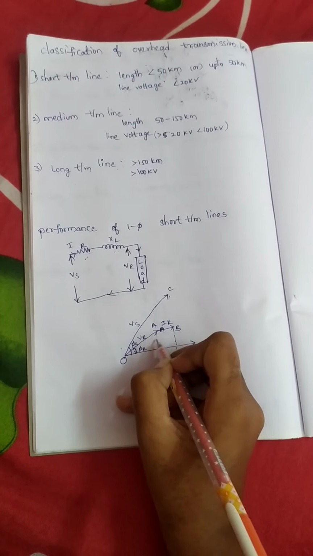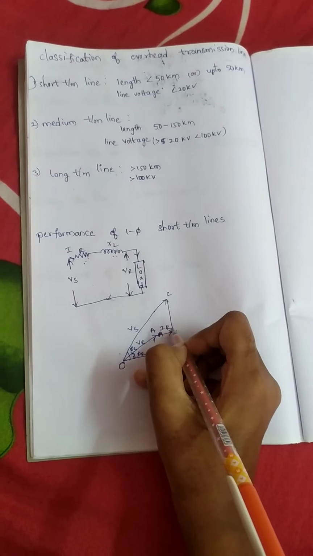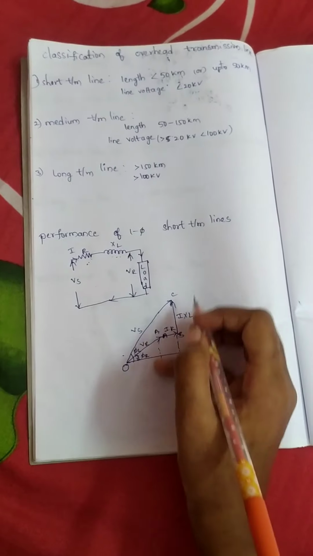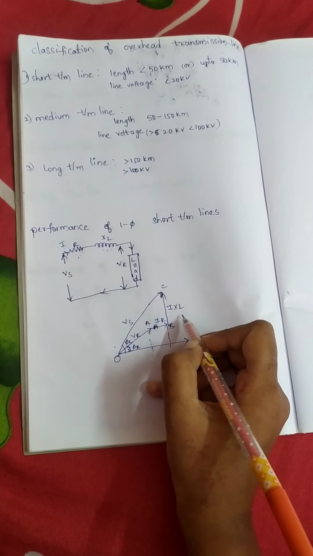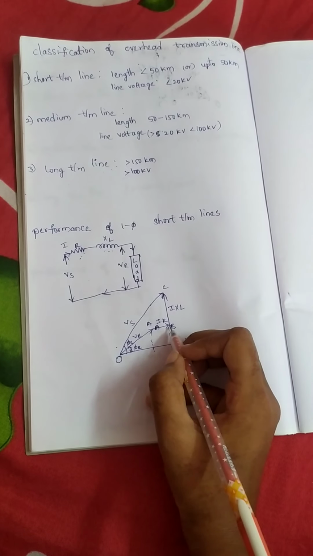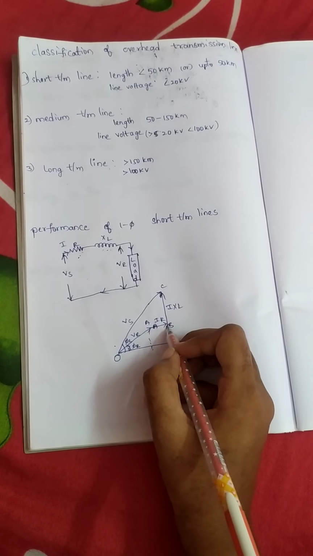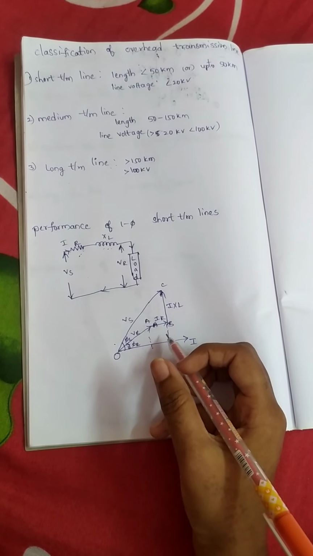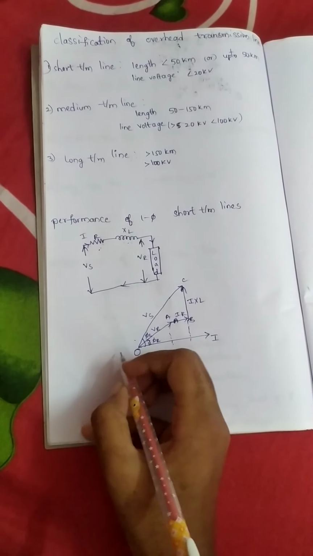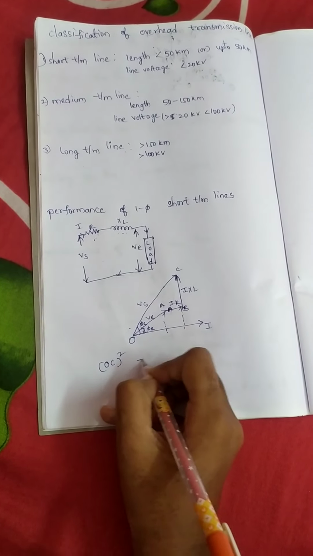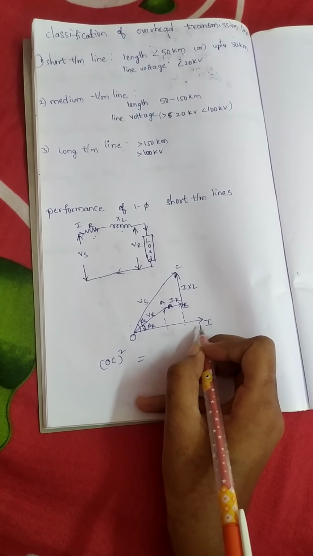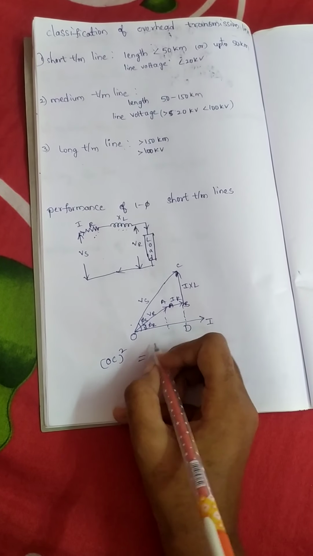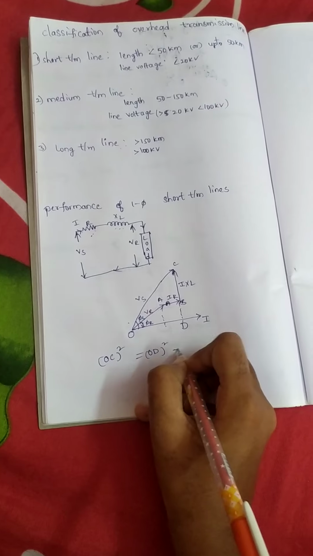And we will join, and this is the IXL. Due to reactance, some drop is present here, that can be represented as IXL, and this will lead the current by 90 degrees to IR. So it shows like a right angle triangle. So we can write OC whole square is equal to OD square plus DC whole square.